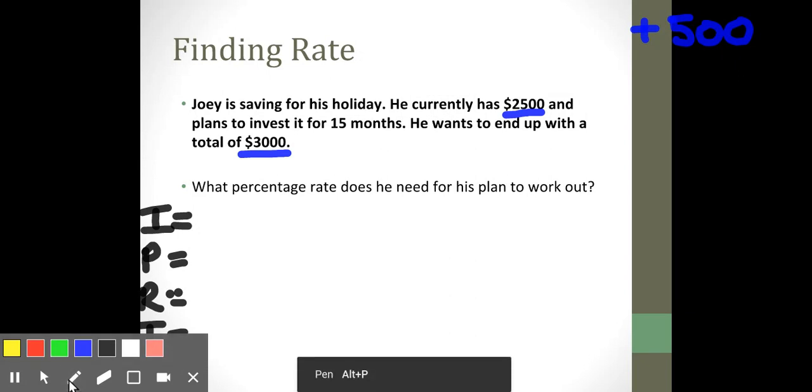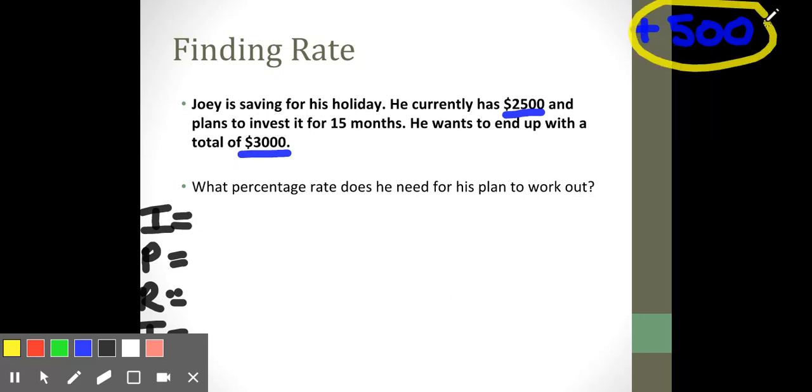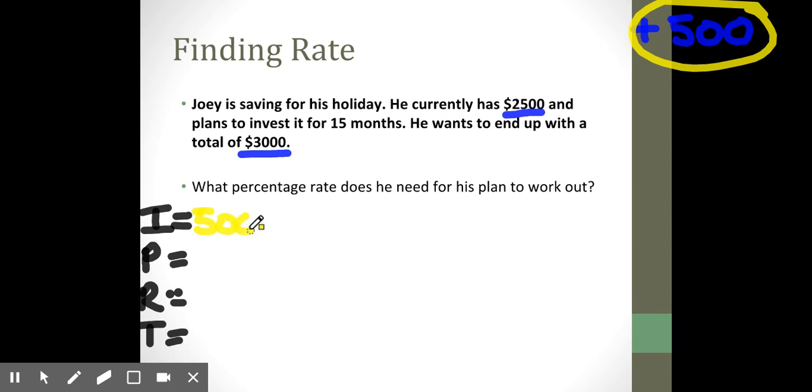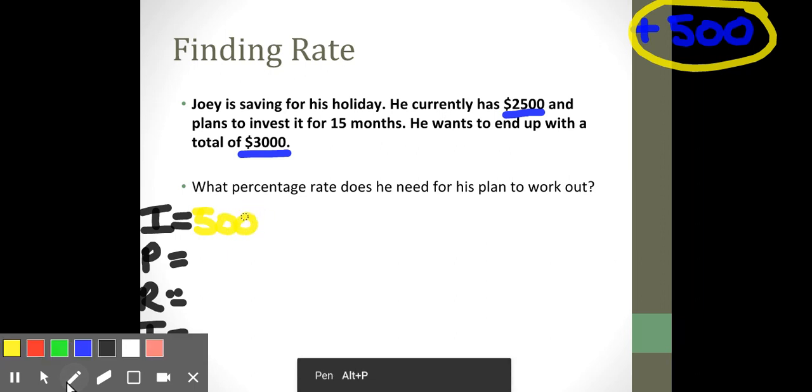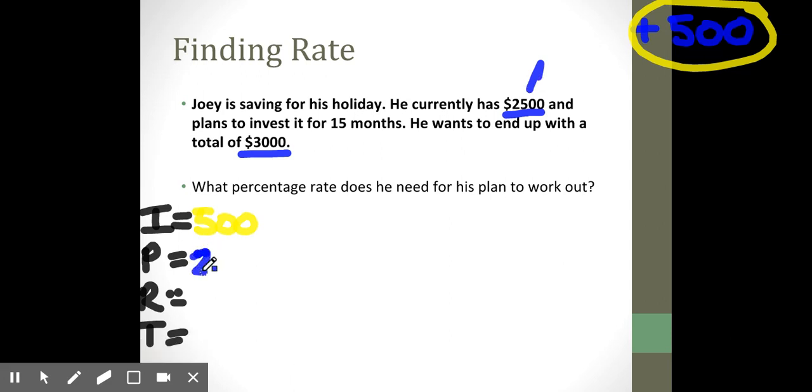Here we go. So let's have a look at what we know. His interest, the amount he wants to earn, is that $500. So he wants to earn $500. He currently has $2,500. So that's his original amount, his principal.